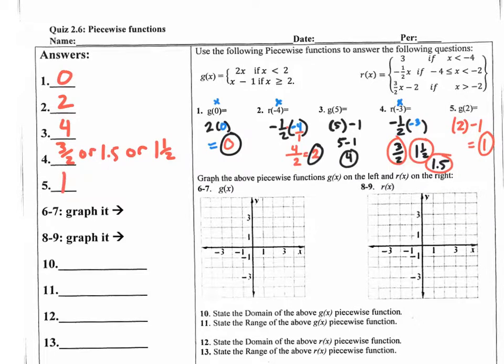Now, the next portion is worth 2 points, questions 6 and 7. And all we're doing is graphing the above function g of x. So we're going to take these 2 pieces and graph them right here, and that'll be worth 2 points.